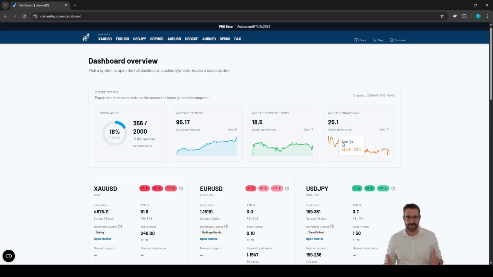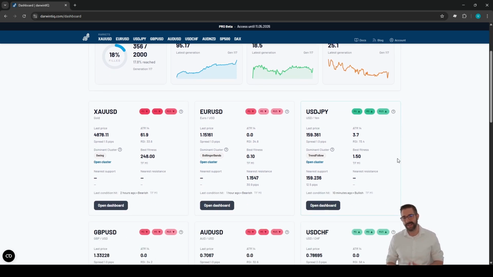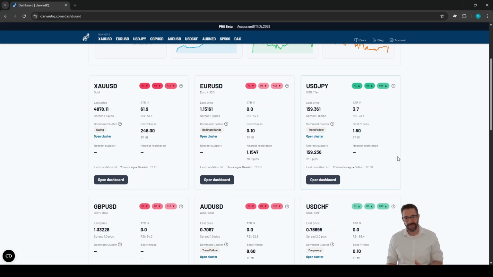Together, these metrics describe the environment or overall health of the model population rather than a single strategy. You're not looking at signals here. You're looking at how adapted the model population is to the current market regime. Strong fitness combined with stable drawdown usually indicates a structured, exploitable environment.